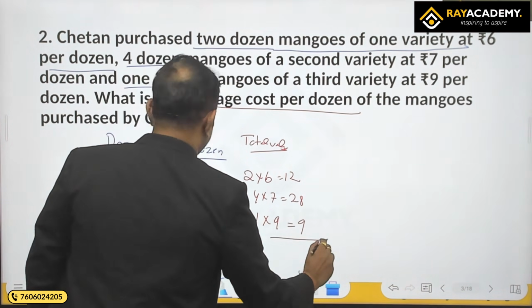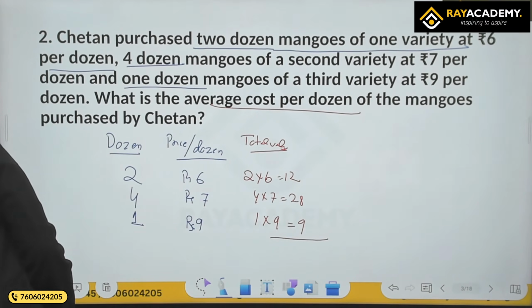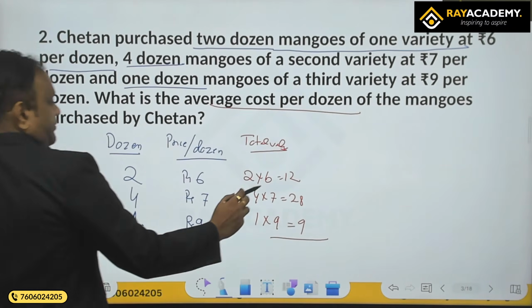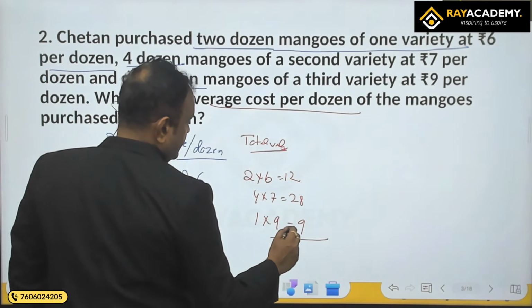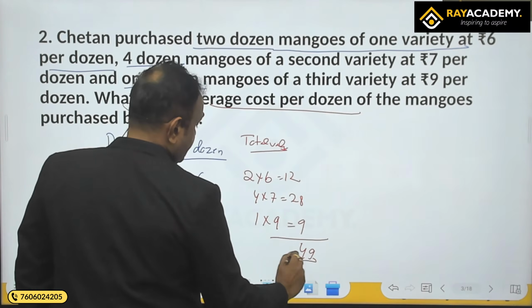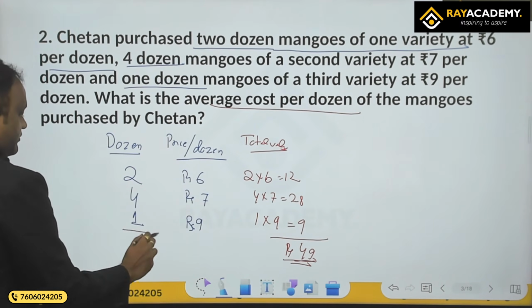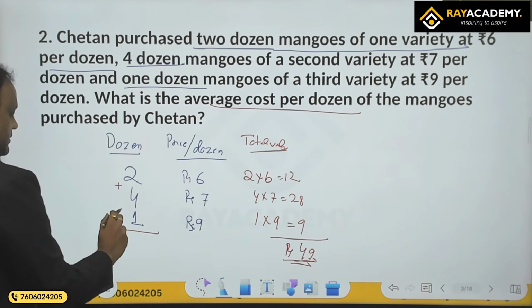So the total value that you add, how much are you getting? 12 plus 28 is 40, plus 9, this is 49. 49 rupees worth of items. But what is the total dozen? 2 plus 4 plus 1, that is 7.